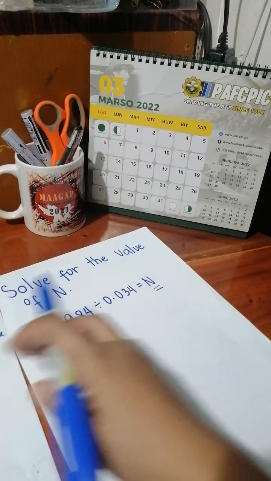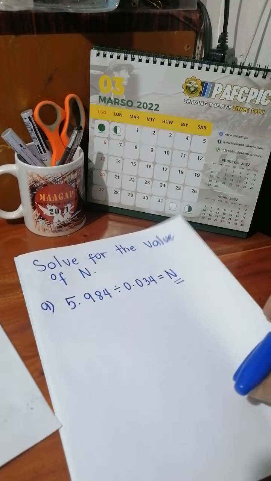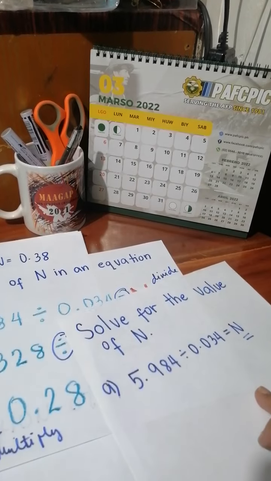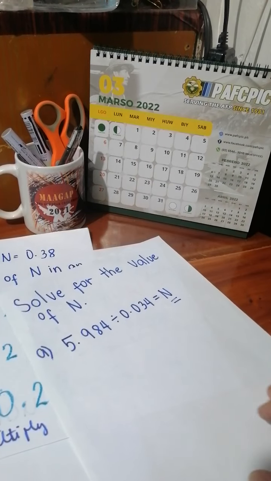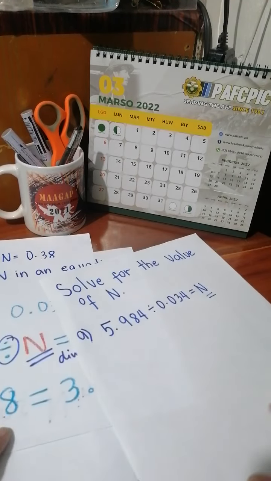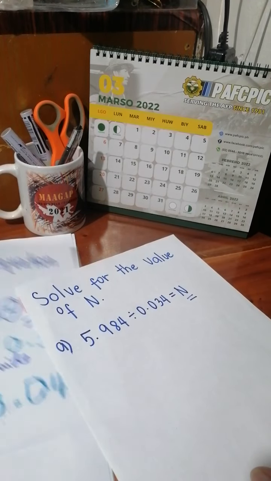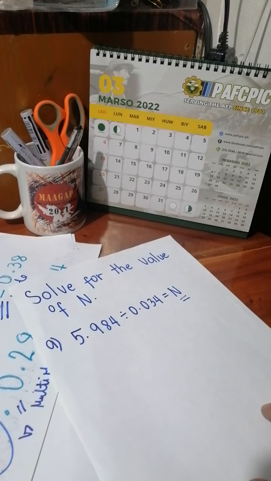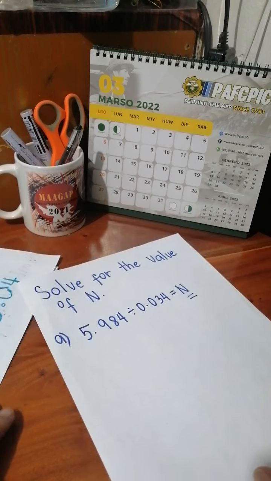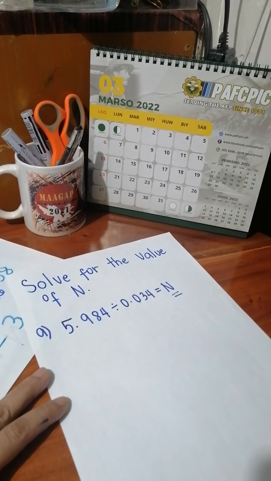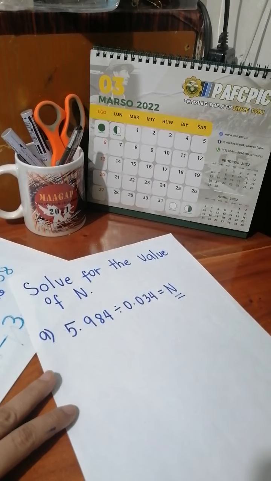Okay, so let's just still use this one. We're going to divide it. Okay, so in dividing, don't forget that in dividing decimal numbers, the first thing that you need to do is make the divisor a whole number. So, paano gagawin to make the divisor whole number? By the way, where's the divisor? Ang divisor is yung nasa gitna. Okay, this is the divisor.